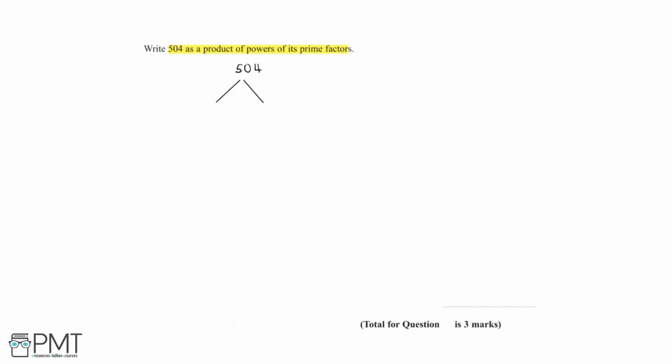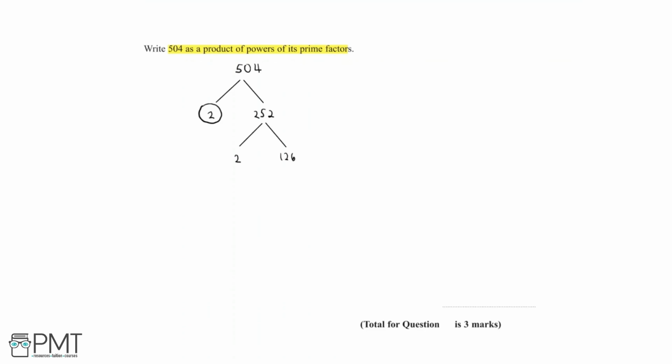To find 2 numbers that multiply to give 504, let's divide 504 by 2. And so 504 is equal to 2 multiplied by 252. Now 2 is a prime number, so we can circle this number. Now we need to do the same thing for 252. And so 252 is equal to 2 multiplied by 126.